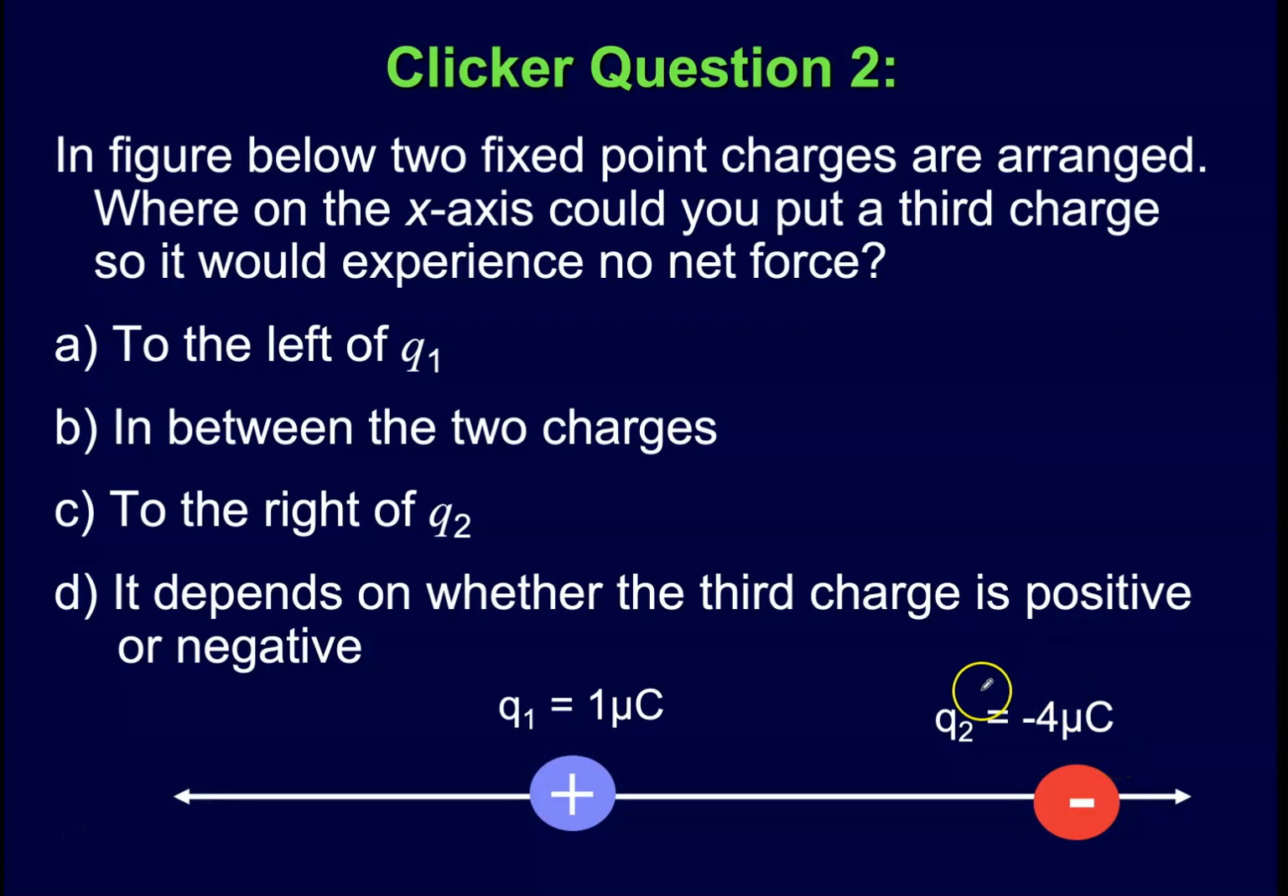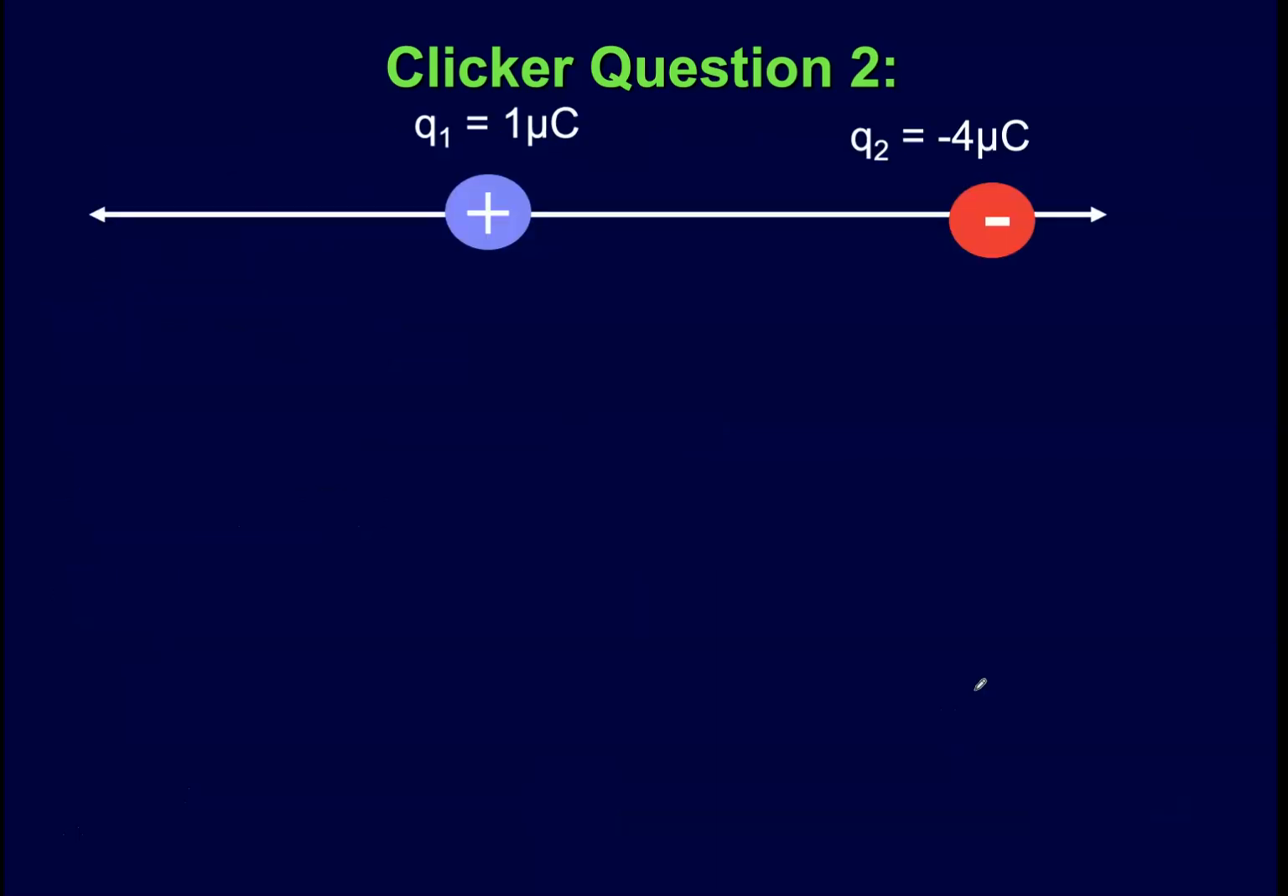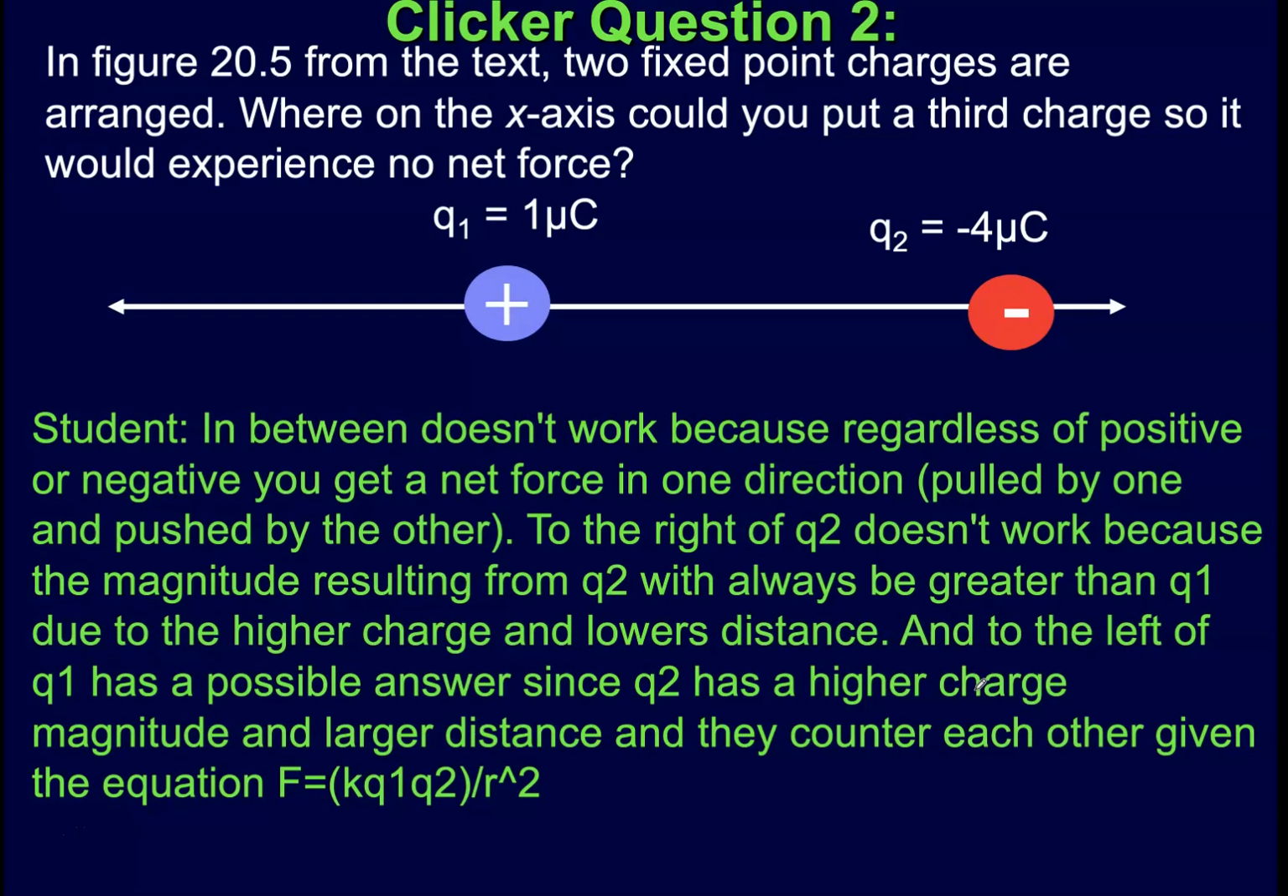Hopefully you had time to think about this, and you got A, to the left of Q1. Let's unpack this a little bit. Here's what a student said when asked this question: in between doesn't work because regardless of positive or negative, you get a net force in one direction. To the right of Q2 doesn't work because the magnitude resulting from Q2 would always be greater than Q1 due to the higher charge. And to the left is a possible answer since Q2 has a higher charge magnitude and larger distance, and they counter each other because of Coulomb's law.